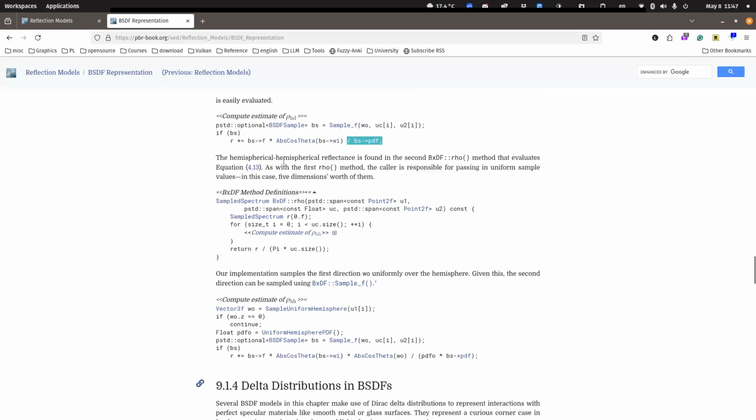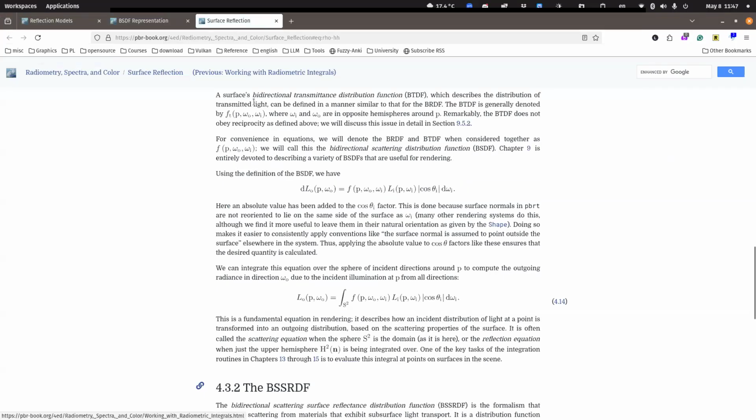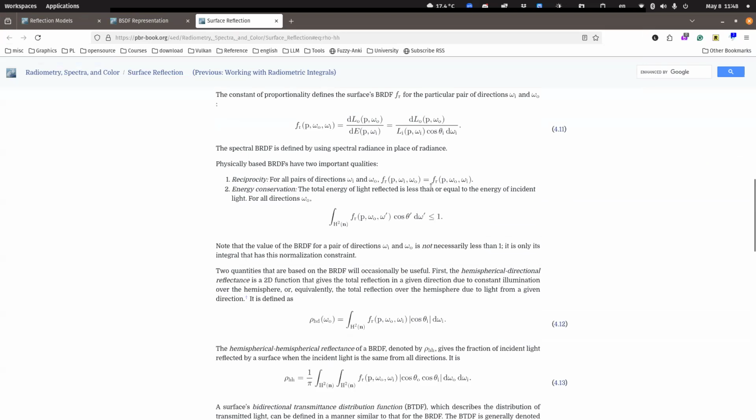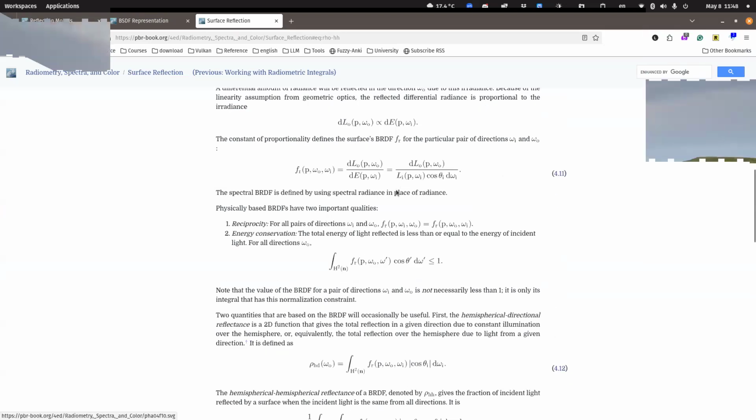Hemispherical reflectance is found in the second BXDF rho method that evaluates equation 4.3. Unfortunately, I just don't remember it at this point because it was maybe a year ago.